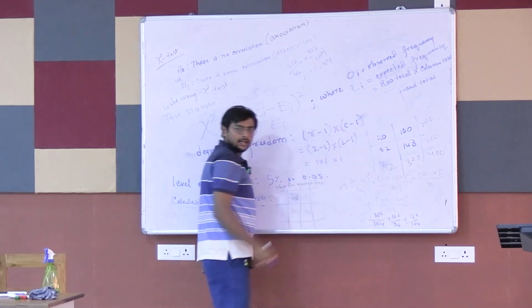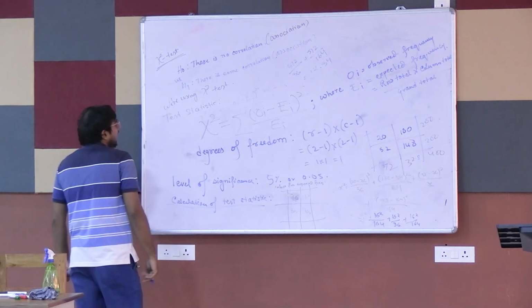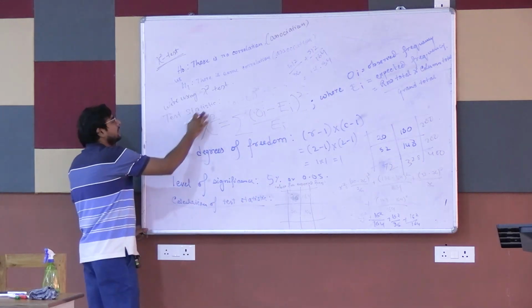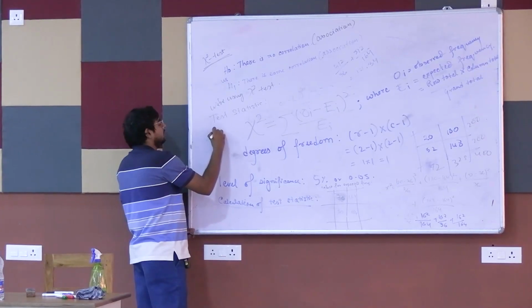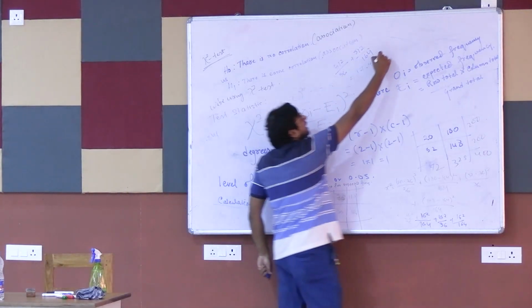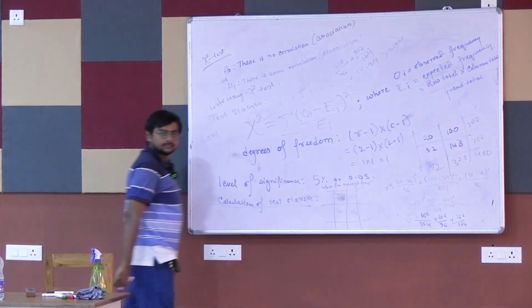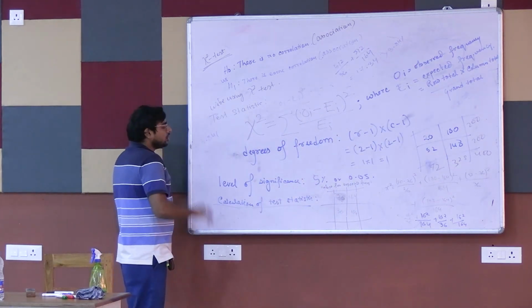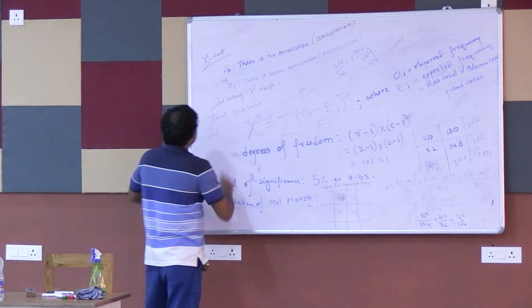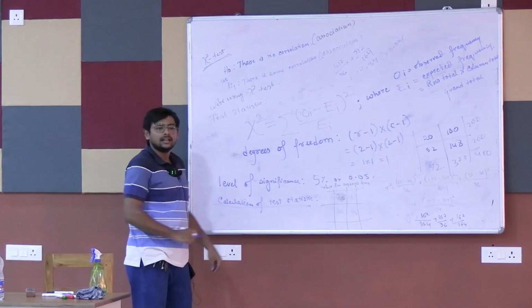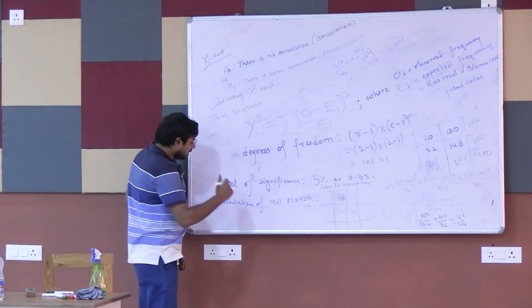17.34, okay, and I am telling you for this sum the cutoff value is 3.841. So this is greater than 3.841. So what will be our conclusion? We reject the null hypothesis.